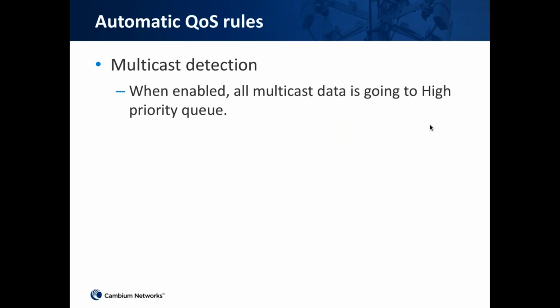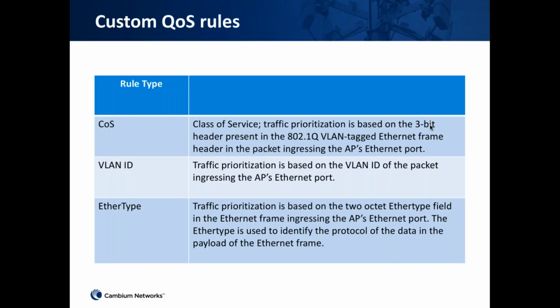With ePMP, we also created automatic QoS rules. It means that we can automatically detect multicast, and if we use multicast to deliver IPTV, it will be automatically prioritized. But you can also create all types of custom rules, and if you deliver IPTV, it is always a good idea to prioritize it based, for example, on the VLAN.